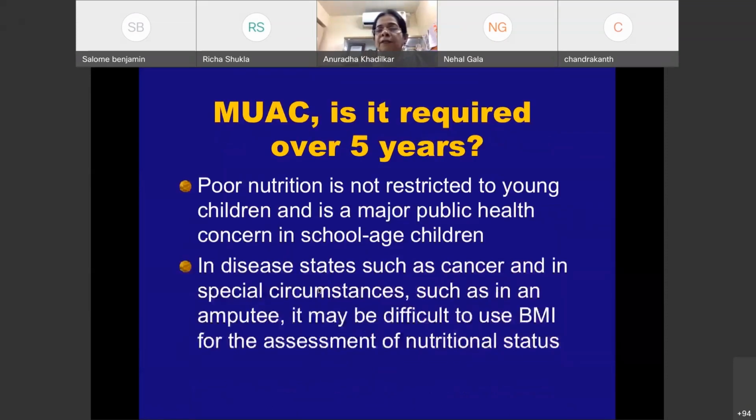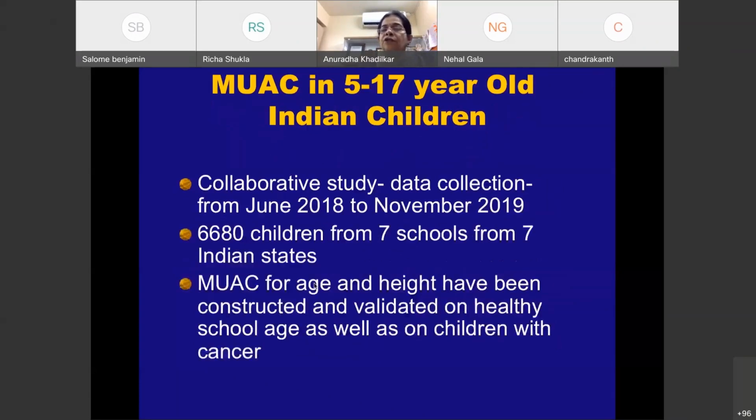Now, the last parameter in this is the mid-arm circumference. Do you actually measure it after 5 years? Poor nutrition is not restricted to young children, and it's a major public health concern in school-age children, and also in disease states such as cancer, and in special circumstances such as in an amputee, where you may not be able to measure a BMI. For the assessment of nutritional status, MUAC is actually used even in older children.